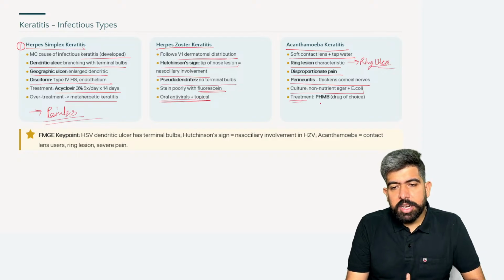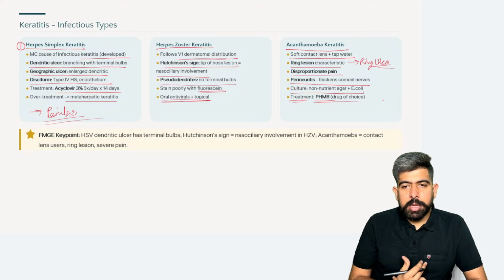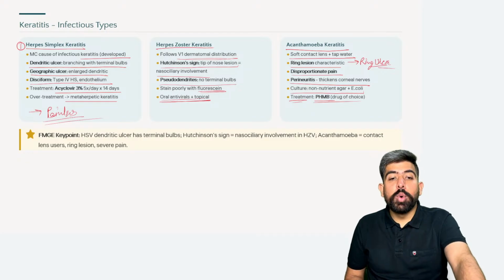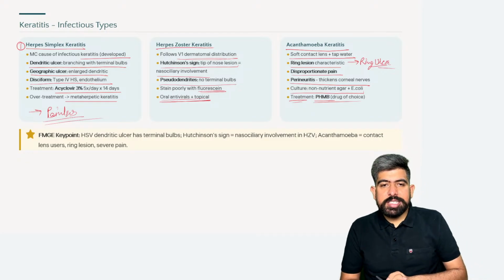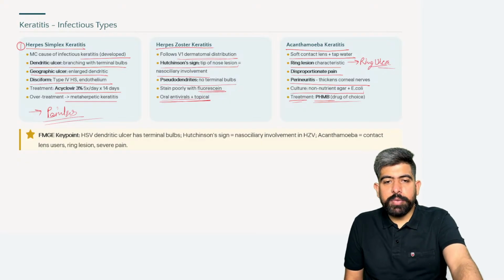And the drug of choice is PHMB. Yes, we have to give this to the patient for acanthamoeba. Symptomatic treatment like painkillers should also be given, as the pain is more over there. But the drug of choice is PHMB. All right. Moving forward to the next.